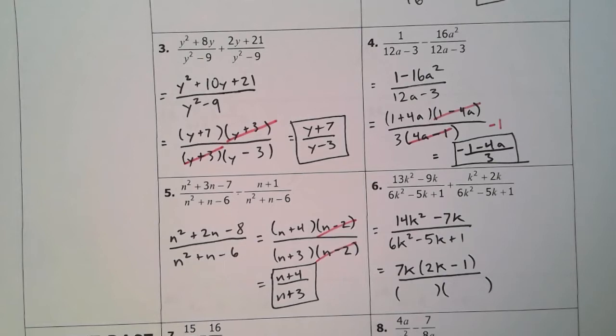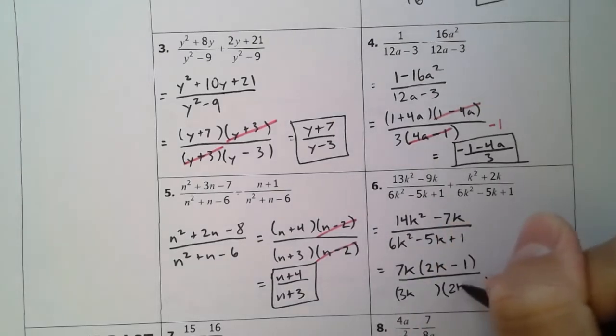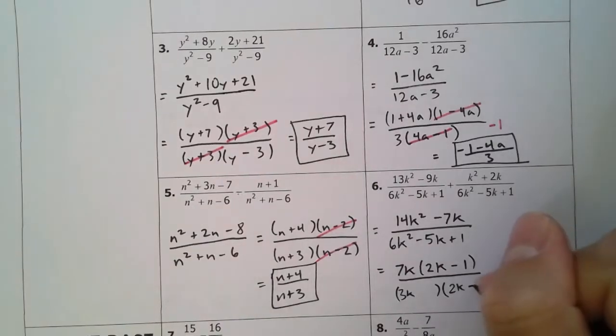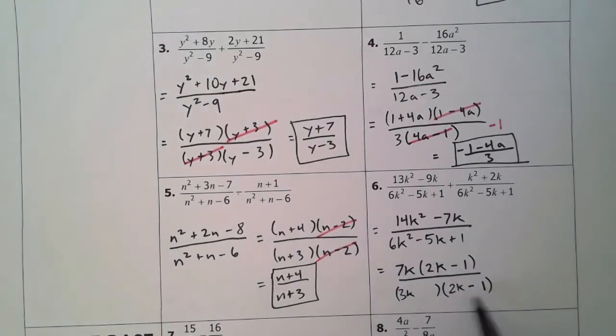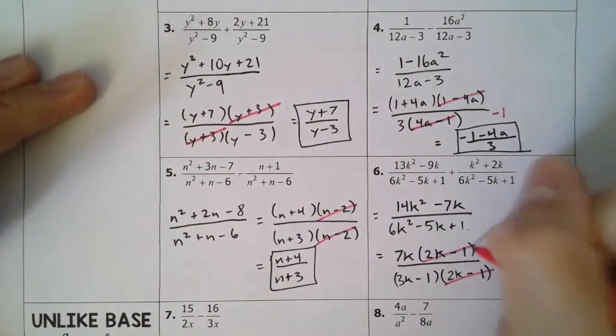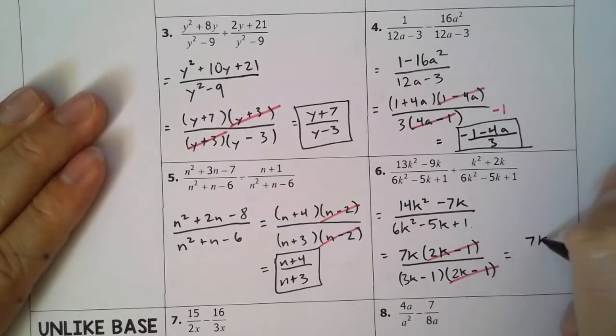But when you do that, you're going to get 3k, 2k, because you get 6k squared, 3k plus or minus 1, because you get negative 3k, so minus 1 here as well, because negative 2k, you get negative 5k, negative 1 times negative 1 is positive 1. Okay, from here I can simplify. Those cancel, and I get left with 7k over 3k minus 1.